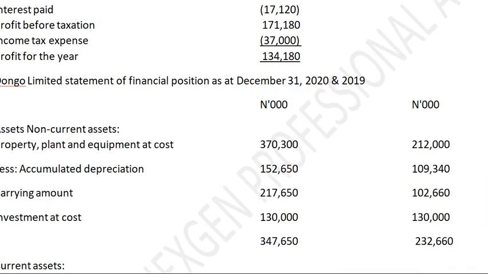PPE at cost. At the opening, we have 212,373,300. But what you do is you use the carrying amount. Use the carrying amount of the assets. So opening carrying amount is 102,660, and the closing carrying amount is 217,370. I'm sure you can see that there. So the opening is higher than the closing, meaning there are purchases during the year.